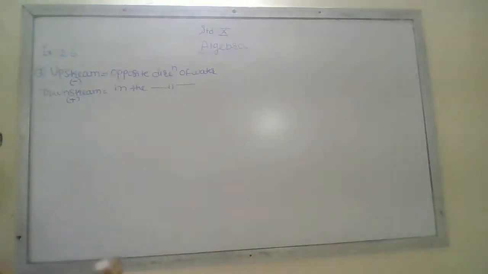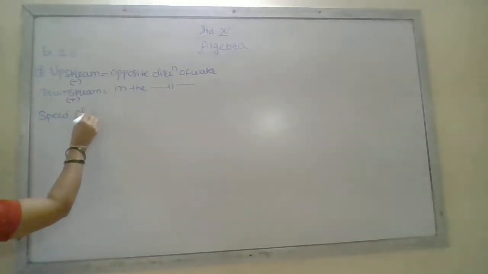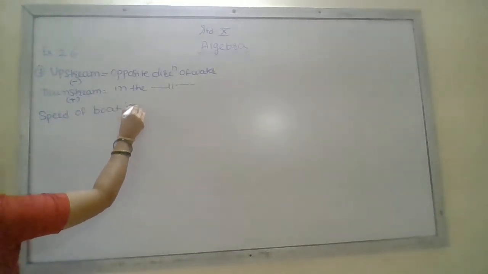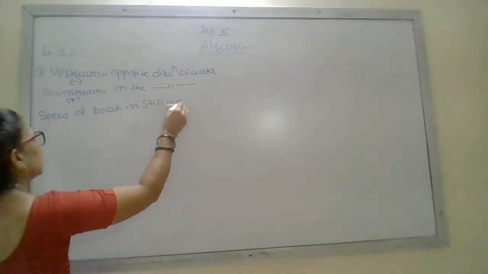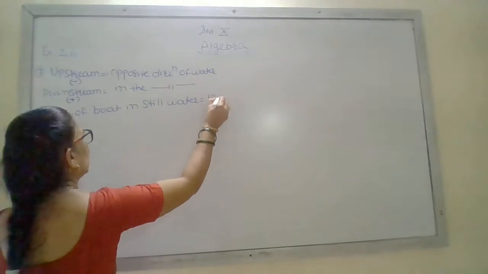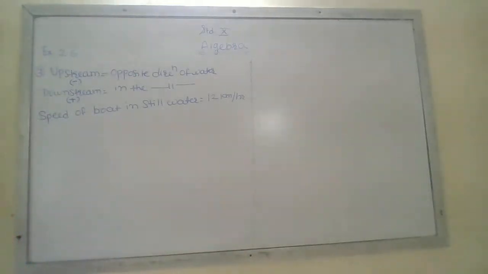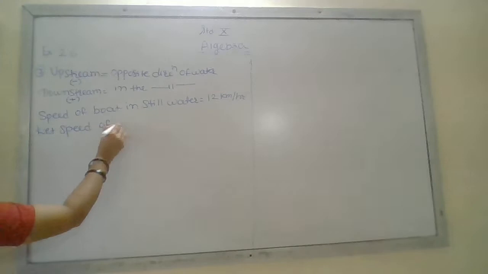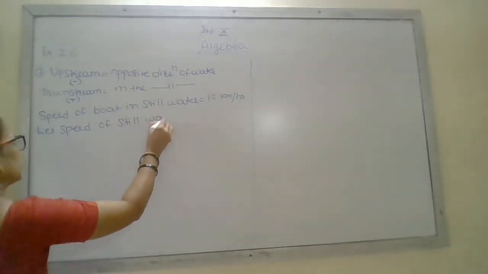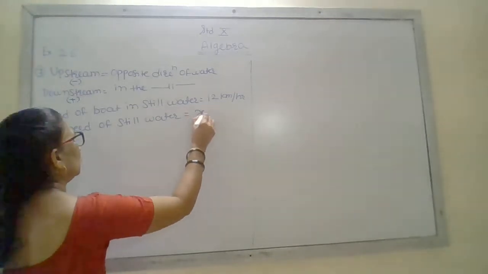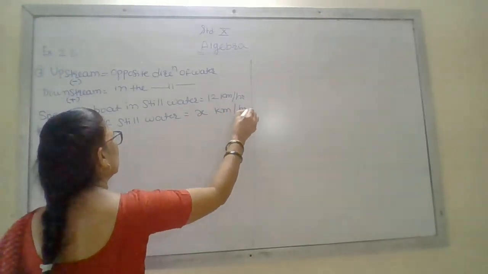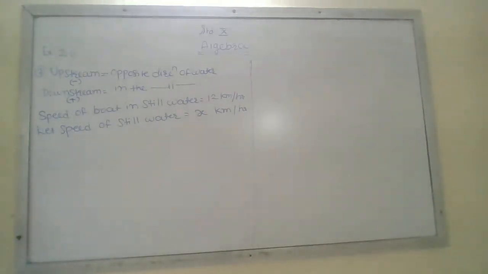Then now here, first they given here speed of boat in still water equal to 12 km per hour. They given this to us. Then now we want to find what? Speed of water. Then we take here, first write, let speed of water equal to x kilometer per hour.